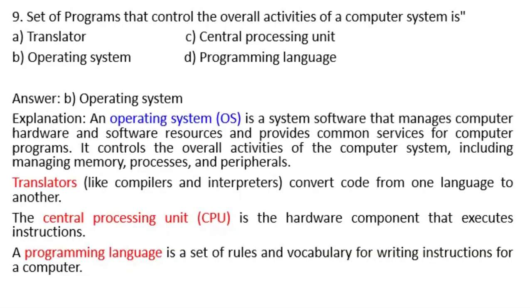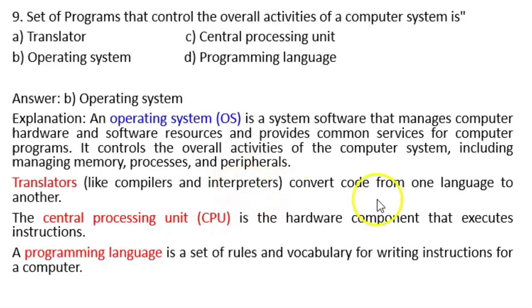Question number 9. The set of programs that control the overall activities of a computer is: A, translator. B, operating system. C, central processing unit. D, programming language. The answer is operating system, because an operating system is system software that manages computer hardware and software resources and provides common services for computer programs. It controls the overall activity of the computer system, including managing memory, processors, and peripherals.